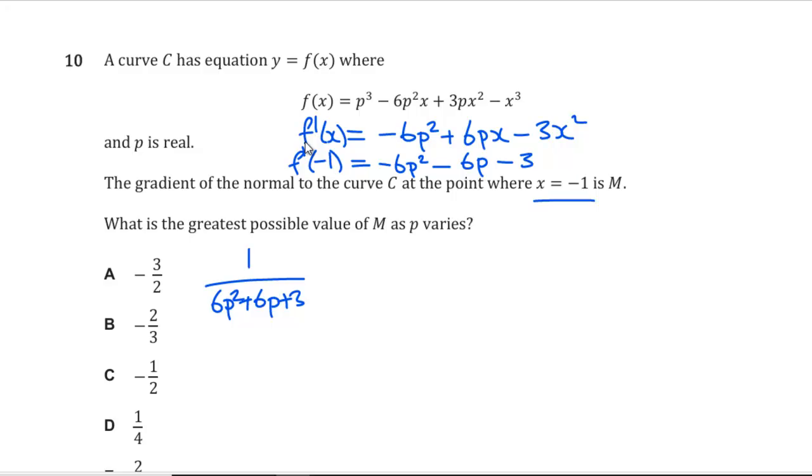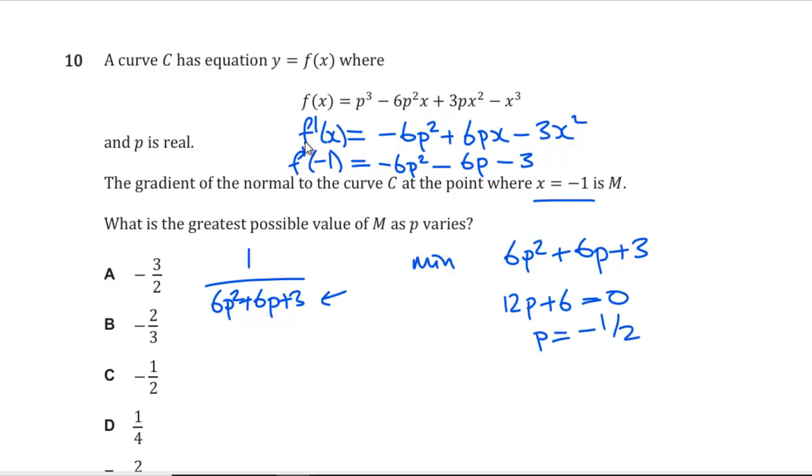So we want to maximize that, so we want to minimize this thing on the bottom. So we want to minimize 6p squared plus 6p plus 3. So differentiate this, 12p plus 6 equal to 0. That is going to give us a minimum because we have 12 for the second derivative. So p is going to be minus a half.